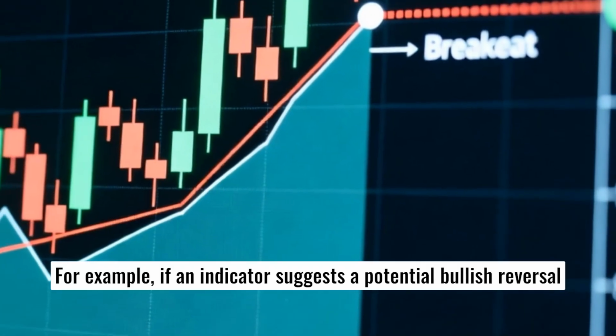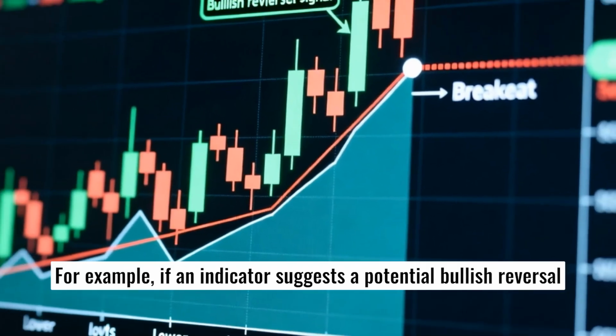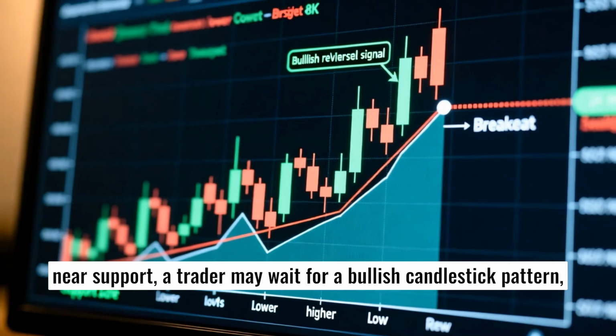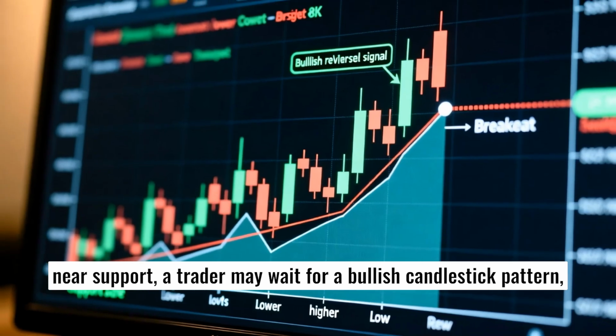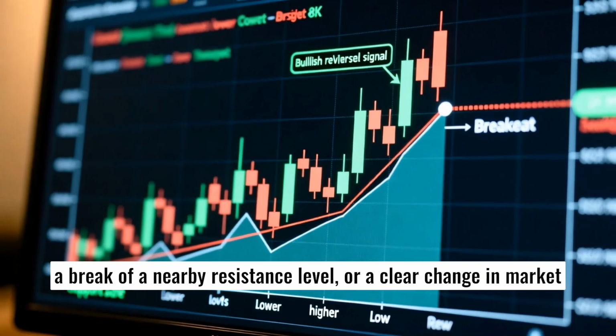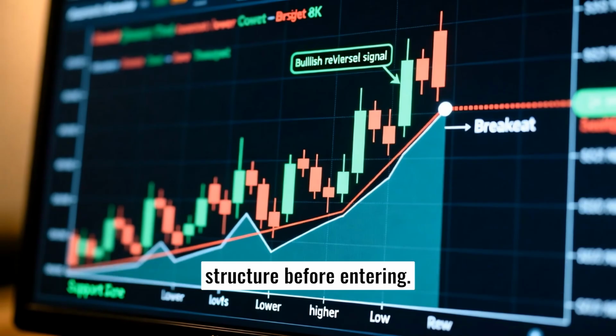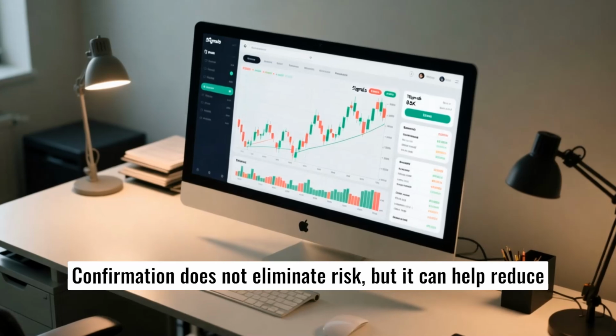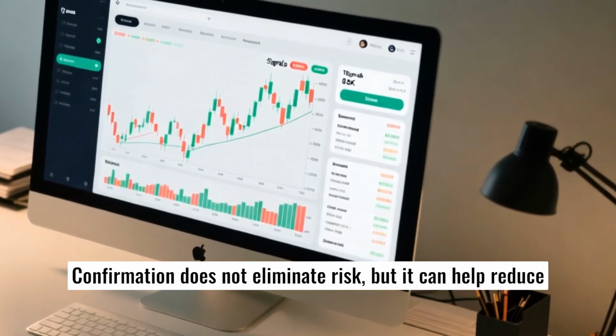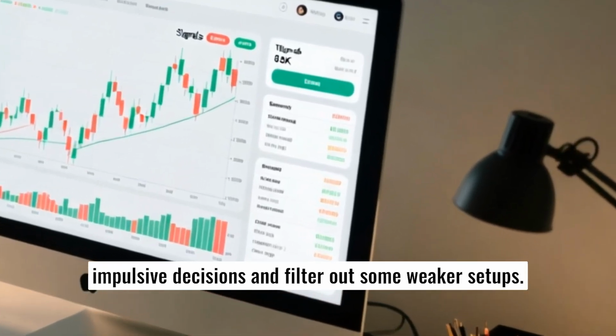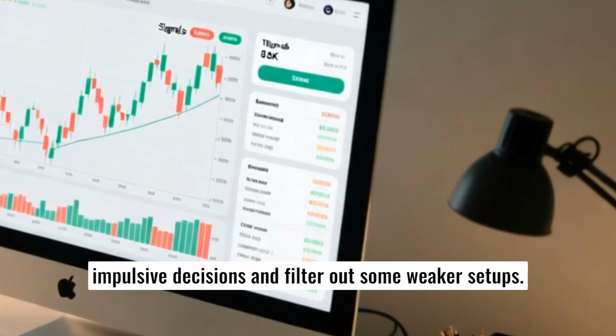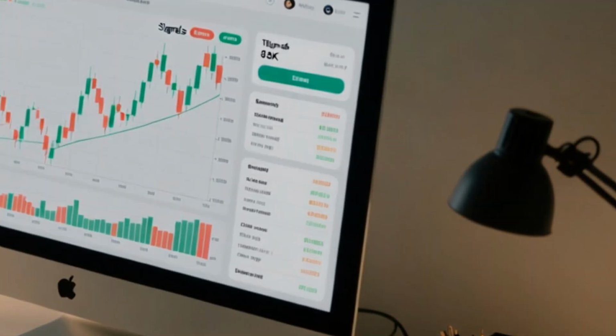For example, if an indicator suggests a potential bullish reversal near support, a trader may wait for a bullish candlestick pattern, a break of a nearby resistance level, or a clear change in market structure before entering. Confirmation does not eliminate risk, but can help reduce impulsive decisions and filter out some weaker setups.